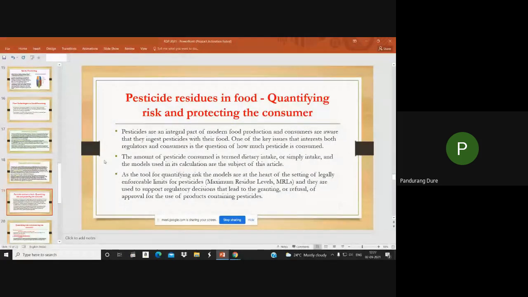So such types of residue remaining in the food may be carcinogenic. Consumers are now much more aware of such carcinogenic substances. So we should quantify the risk and protect the consumer from pesticide residue. This is another sector in which the recent trend is quantifying the risk of pesticides which are present in food products or processed foods.